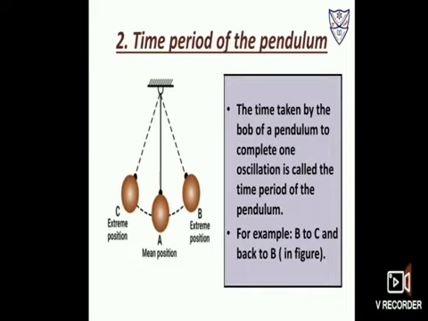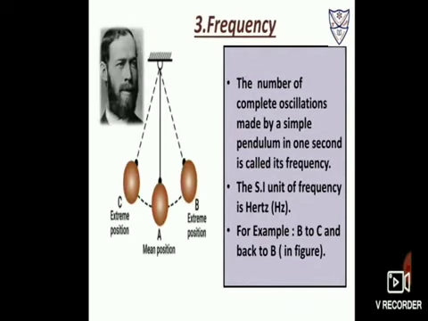Now second is the time period of the pendulum. The time taken by the bob of the pendulum to complete one oscillation. Oscillation we have already discussed, that is B to C and again back to B. So how much time is taken by the bob, that is the metal ball, to complete one oscillation, we are saying the time period of the pendulum.